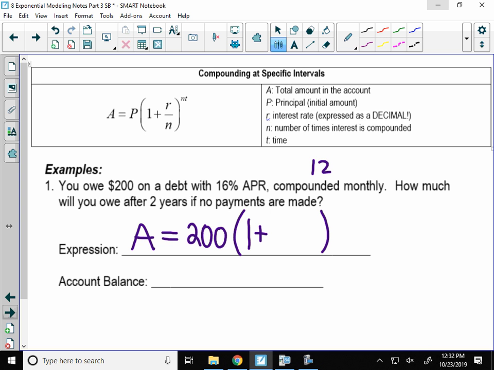16. Now, it says here that the percentage rate has to be expressed as a decimal. So what's 16% as a decimal? 0.16 divided by the number of times you take interest. If it's monthly, how often is that? 12. And then 2 years. Well, my formula has, we have to use the N again, which is the 12, the number of times, times 2 years. Now, we're going to do this all in one step in our calculator.